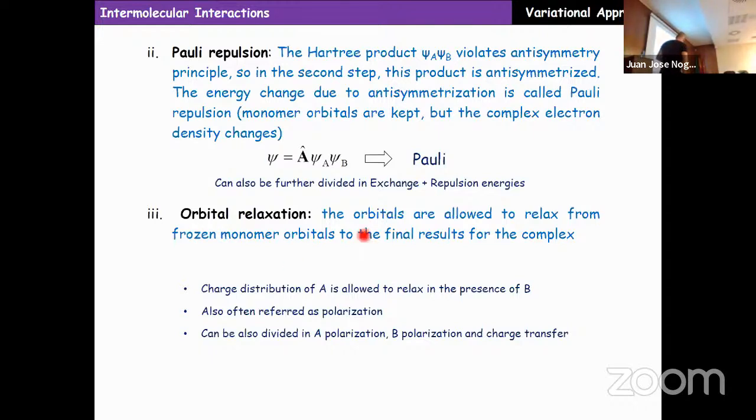This orbital relaxation, which is also called the polarization energy in this variational scheme, can also be divided into polarization and charge transfer. So the orbitals relax, but there can also be an electron transfer from occupied orbitals of fragment A to unoccupied orbitals of B and vice versa. So this charge transfer can also be obtained.